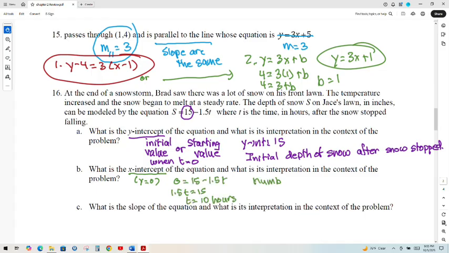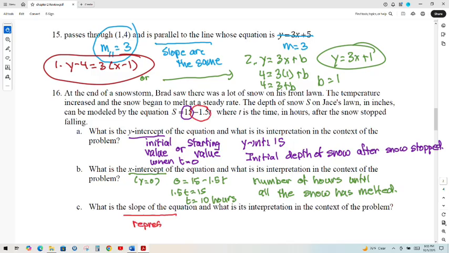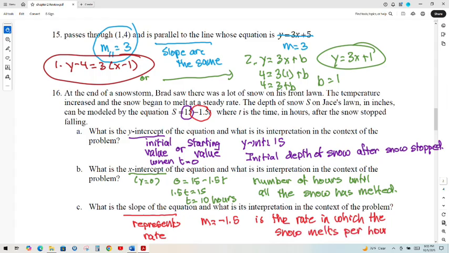We say 0 equals 15 minus 1.5t. We end up with t equaling 10 hours. Well, that tells us how many hours it will take until all the snow has melted, because s being 0 means there's no more snow left. Now, remember slope. Slope represents rate. It represents the rate at which something is happening. So in ours, our slope is negative 1.5. It's the rate at which the snow is melting per hour. So that's what we should be having for those.